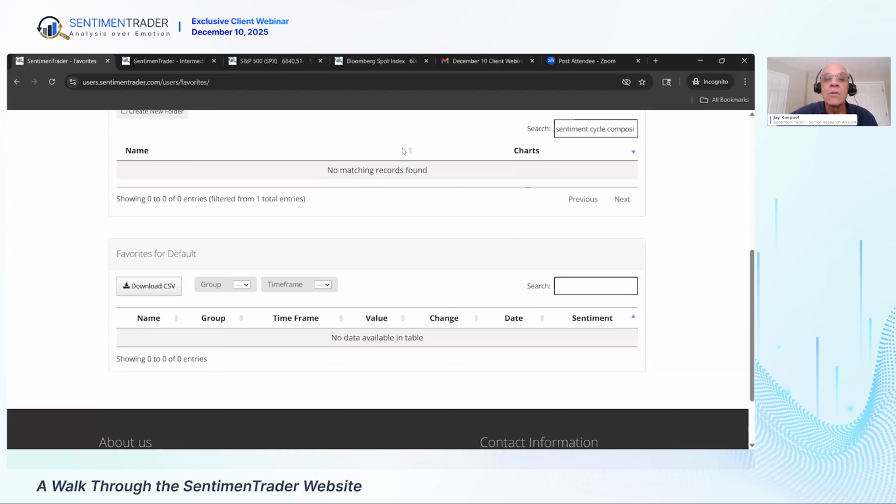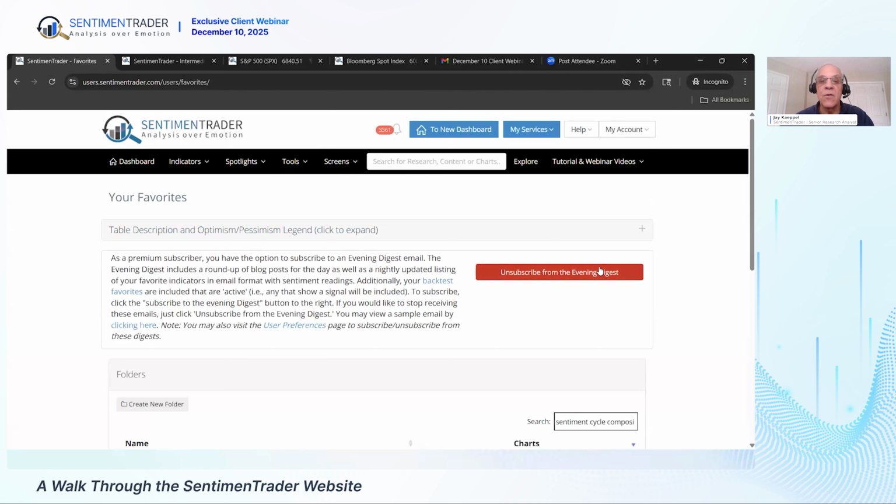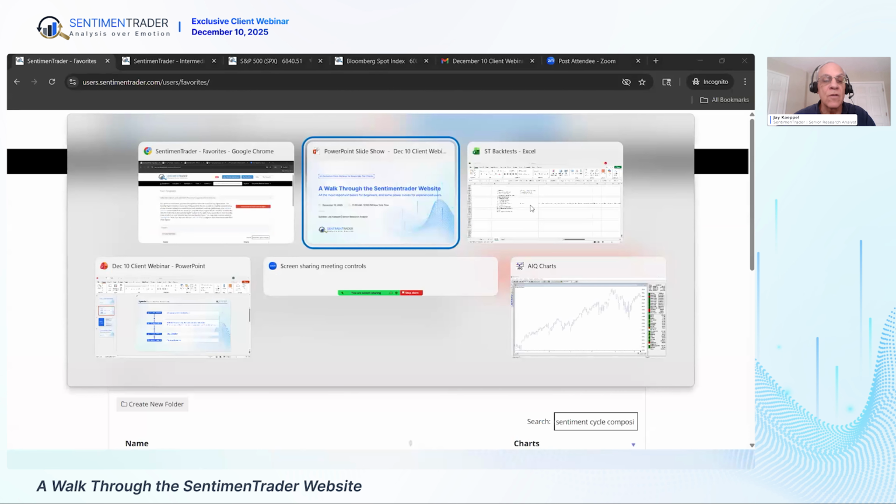Also, if you receive the evening digest, it will tell you if your favorite indicators have done something notable that day, something matching the criteria that you put in. So that's probably the best place to take a look for that.